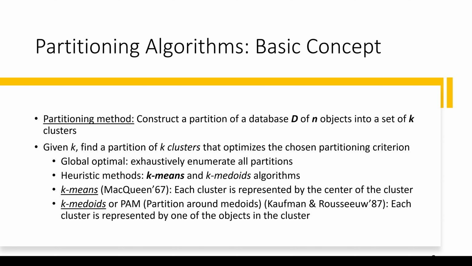K-medoids, or PAM, which is partitioning around medoids, is a bit different. There, each cluster is represented by one of the objects in the cluster. So in k-means, the cluster centroid is not necessarily present as a data point within the dataset. It is just the average of the points within the cluster. But in k-medoids, it should be one of the data points within the dataset. So it can't be just the average, it should be present in the dataset as well.